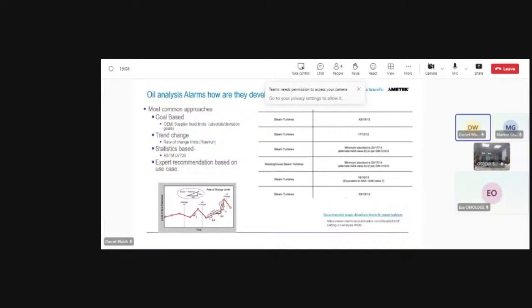If you look at that image on the right-hand side, here is a whole variety of steam turbines from different organizations, and you can see different particle count limits depending on the equipment. You can also do trend change, which is rise over runtime. That is the most sensitive alarming process, but you do need to have time.